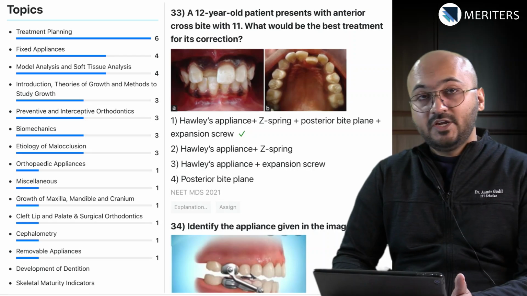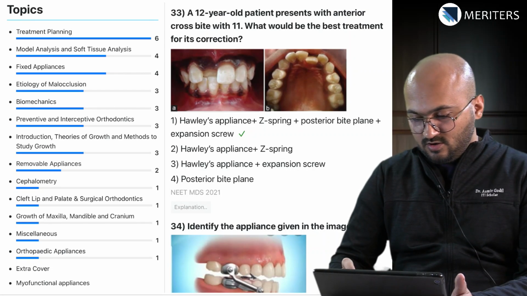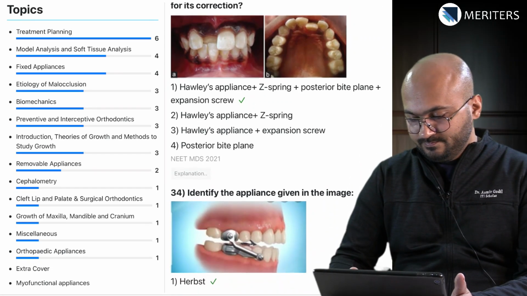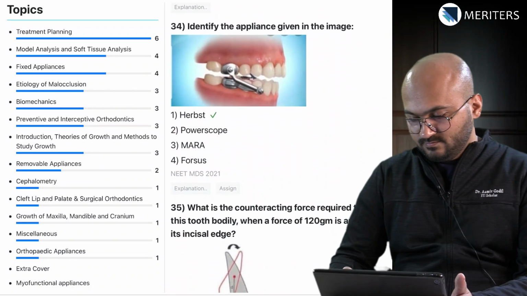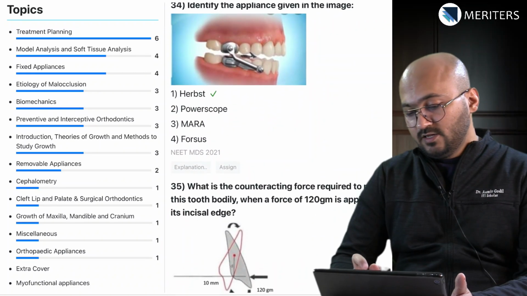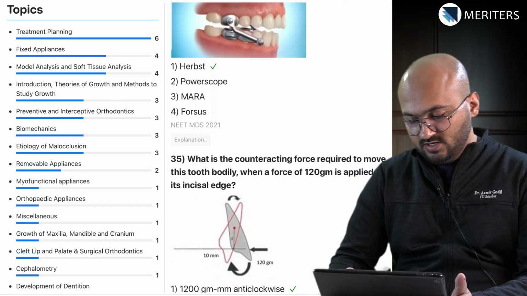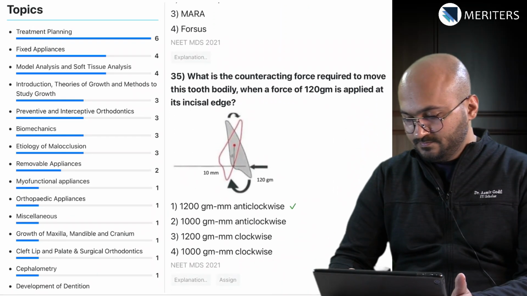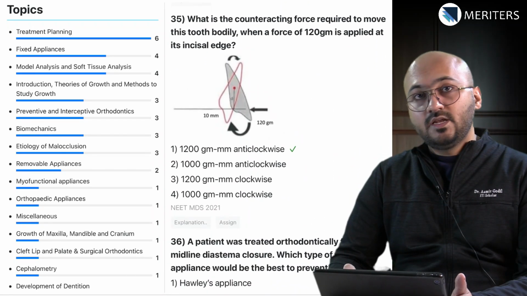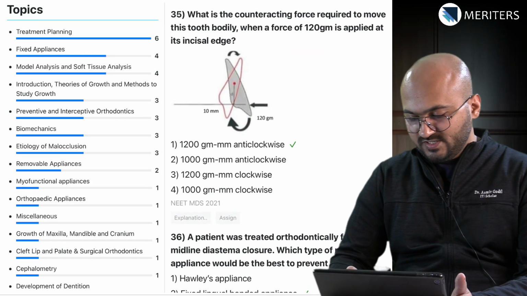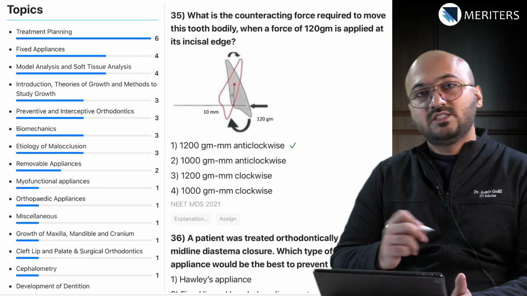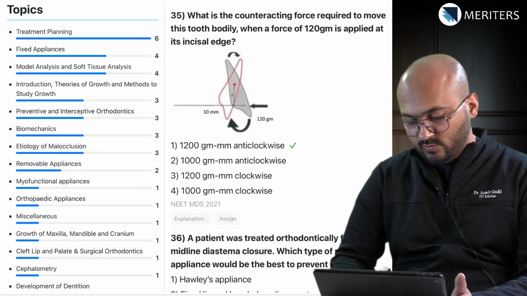Then we have a treatment plan question on removable appliance. And a clinical image, illustration of Herbst appliance, which is a myofunctional appliance. And this is a repeat question. We've come across this question again. This was asked in NEET 2022 and now again in 21.